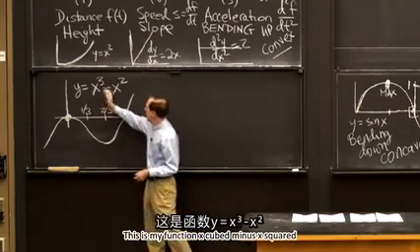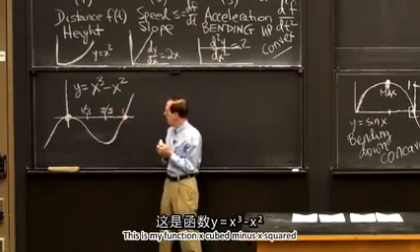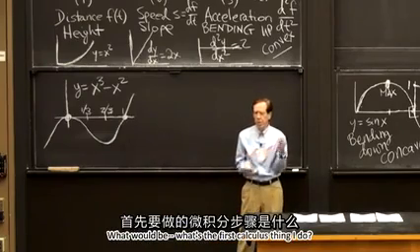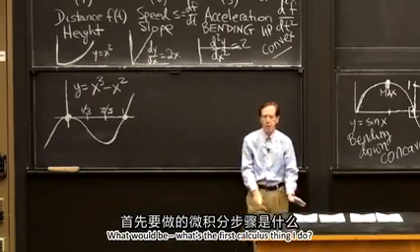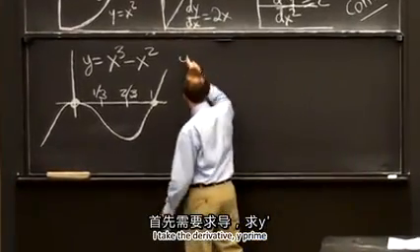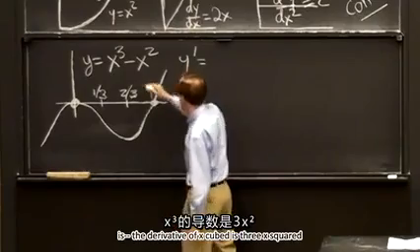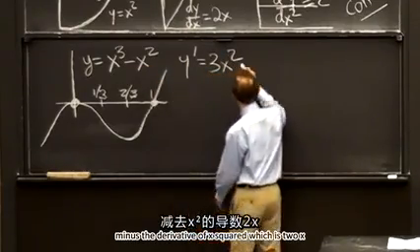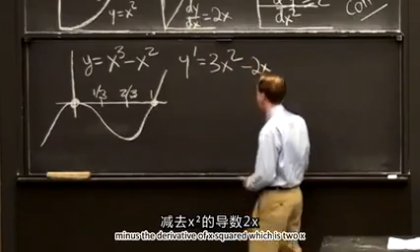This is my function, x cubed minus x squared. Well, before I look at the picture, what's the first calculus thing I do? I take the derivative. y prime is the derivative of x cubed, which is 3x squared, minus the derivative of x squared, which is 2x.